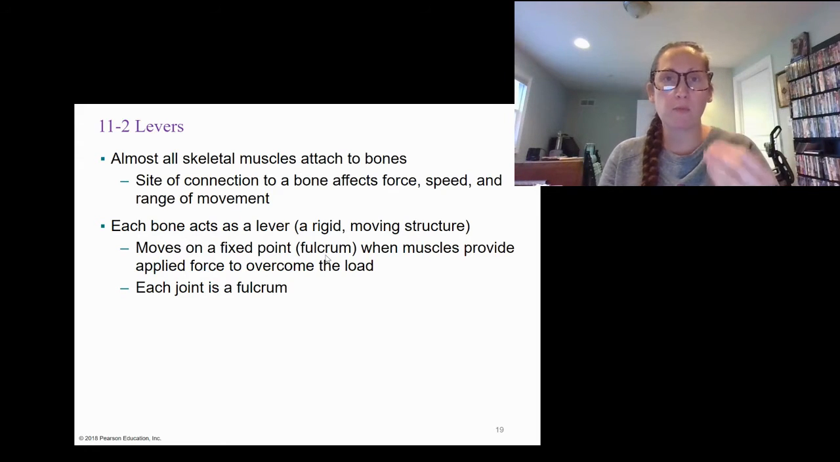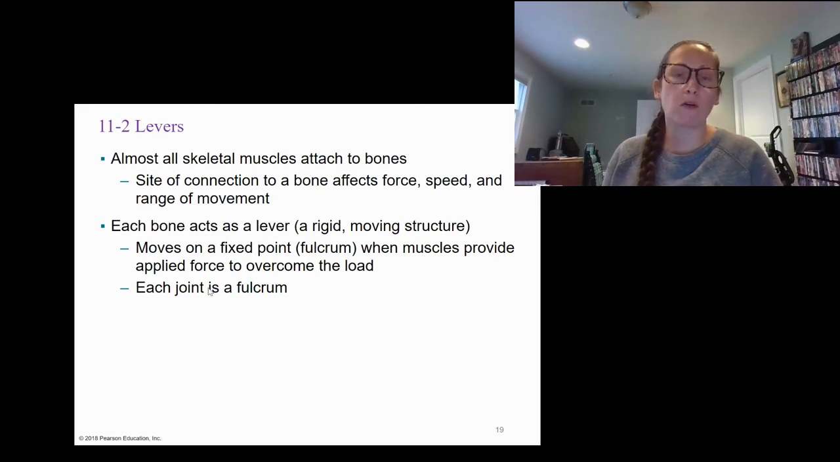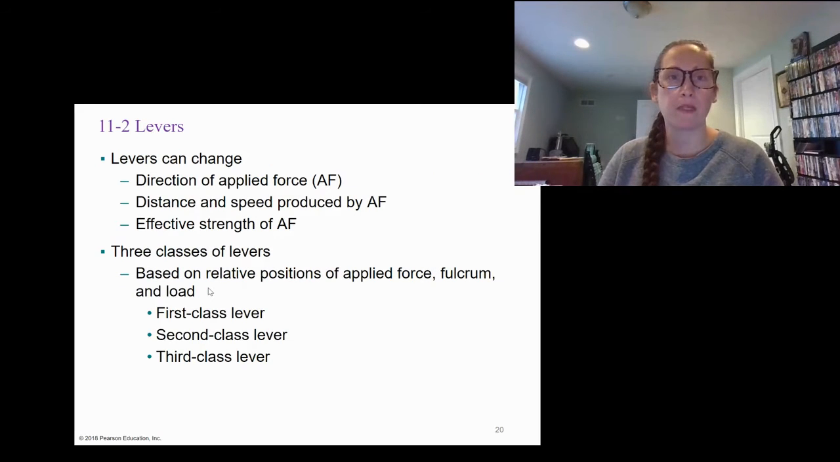So there's going to be some fixed point within the muscle joint arrangement, around which the muscle is going to apply a force to overcome whatever load, in most cases a skeletal bone, it's going to have to move, right? And the joints that connect all of these bones and muscles are going to serve as the fulcrum, right?